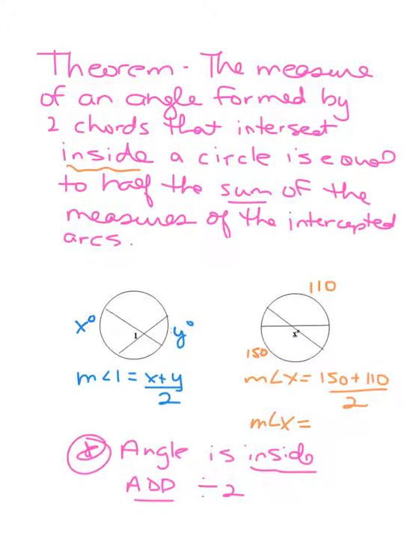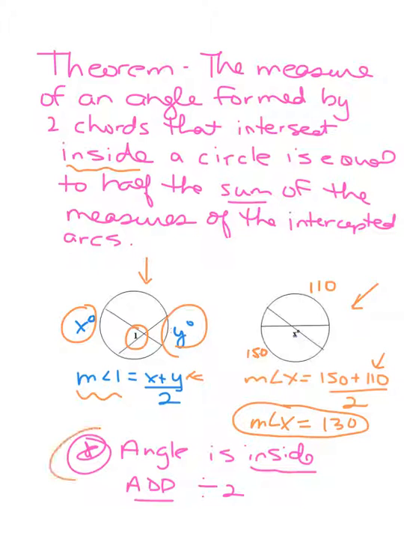So for instance, in our example, if I have x and y as intercepted arcs that are formed by chords, and angle 1 is in the center of that circle, I'm going to add the measurements of x and y, divide by 2, and that will give me the measurement of angle 1. In our example, our arcs have a measurement of 110 and 150. If I add them together and divide by 2, I get 260 divided by 2, which gives me 130. So that's the measure of angle 1.